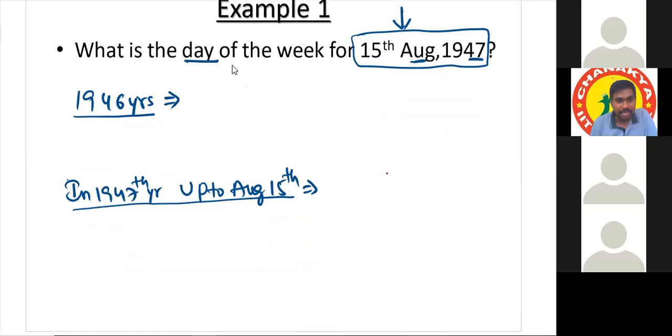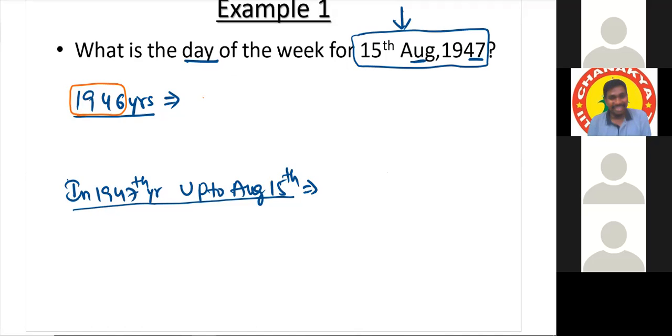Tell me, can you find the number of odd days in 1946 years directly? No, because it's somewhat lengthy. We have to check the number of leap years and non-leap years, then all that procedure. Can anybody tell the short way of finding the number of odd days in 1946 years? Sir, can't we directly divide by 7? No. Can we multiply 1946 into 365 and then divide by 7?